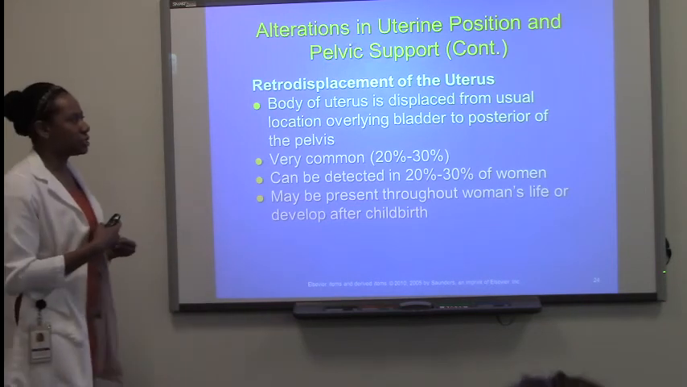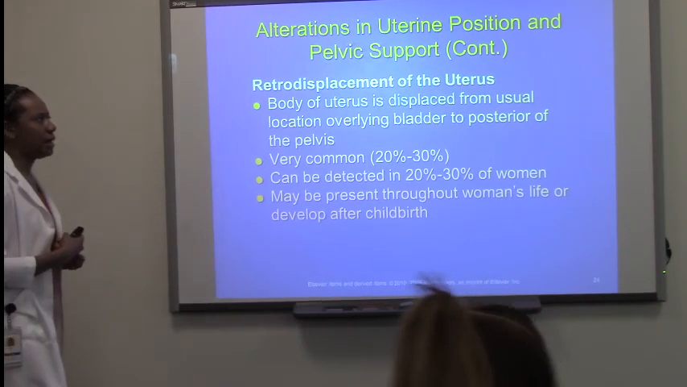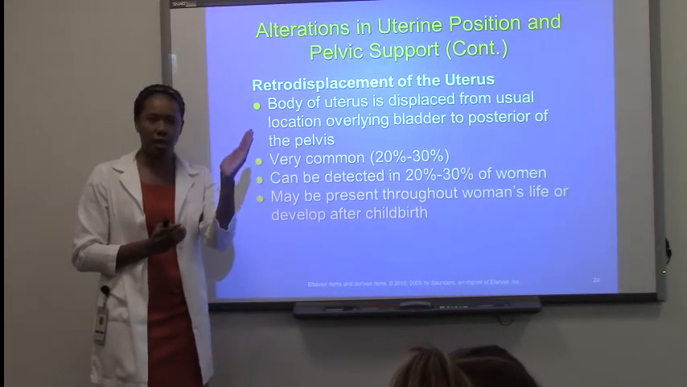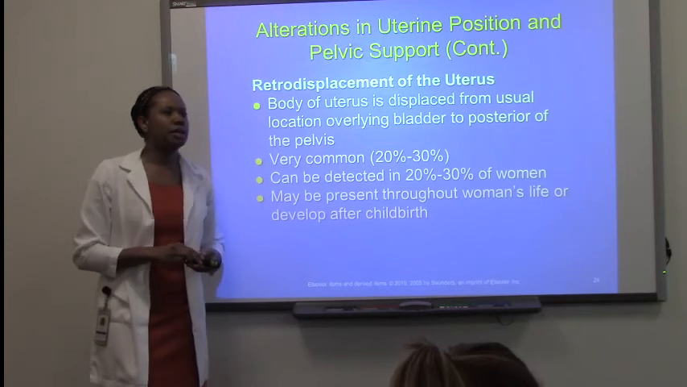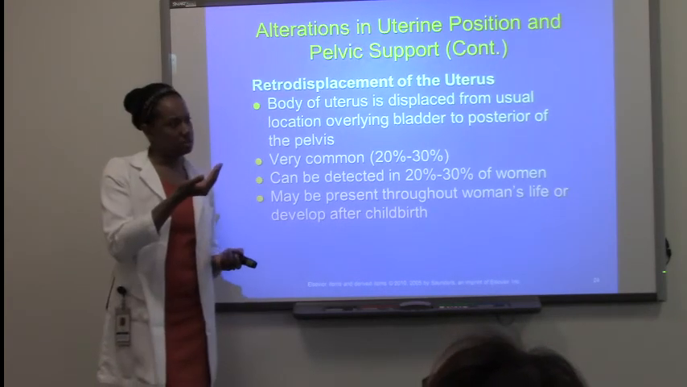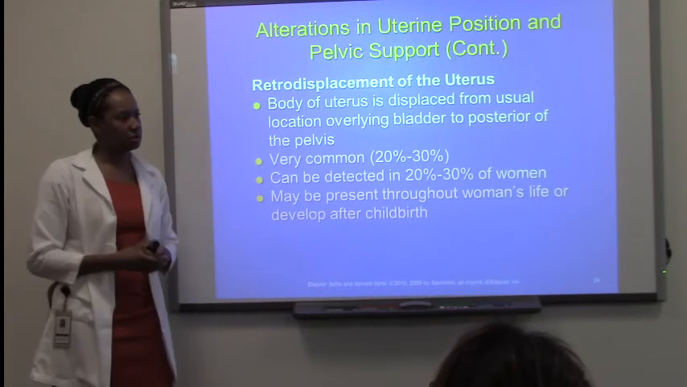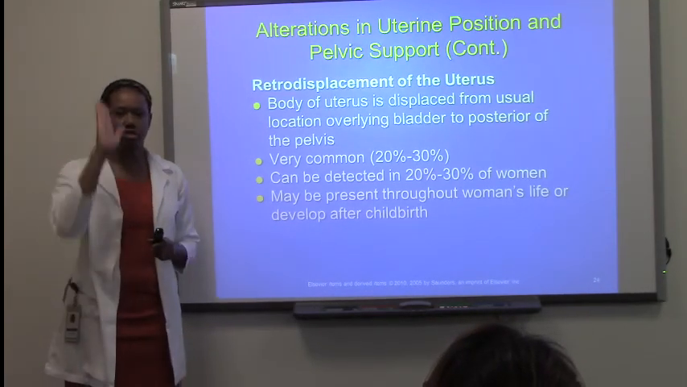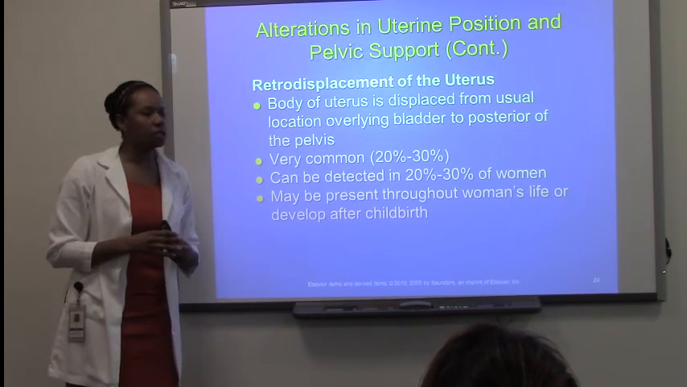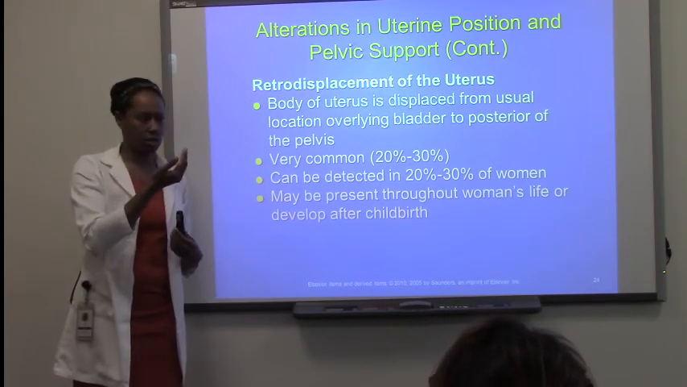Retrodisplacement of the uterus. This is when the body of the uterus is displaced and in a different location. So normal anatomy, do you remember how the uterus is in the female? Is it flexed? Is it straight up? Is it lying down? I would say a little bit of an angle. Okay, very good. It's on a little bit of an angle, more flexed position.